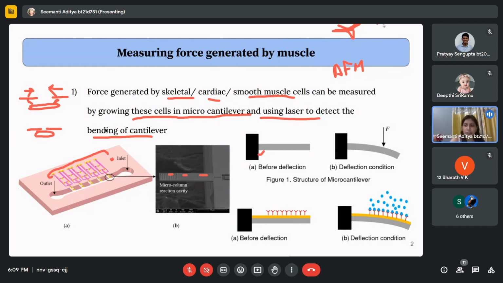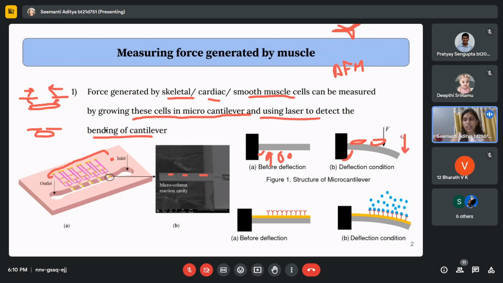Similarly, in the micro cantilever system, where the cells are grown, because of the force, the cells are contracting and relaxing on top of it. So it will generate some force, and it will exert that force on the cantilever, and that cantilever will oscillate. Because of this oscillation, the angle of deflection will not be 90 degrees. Here it was 90 degrees initially, but after generation of force, this angle will change from 90 degrees to a particular angle. It will basically oscillate.